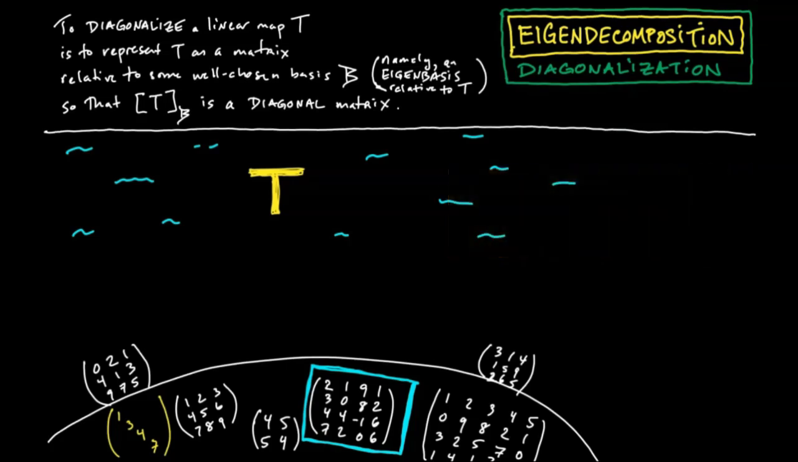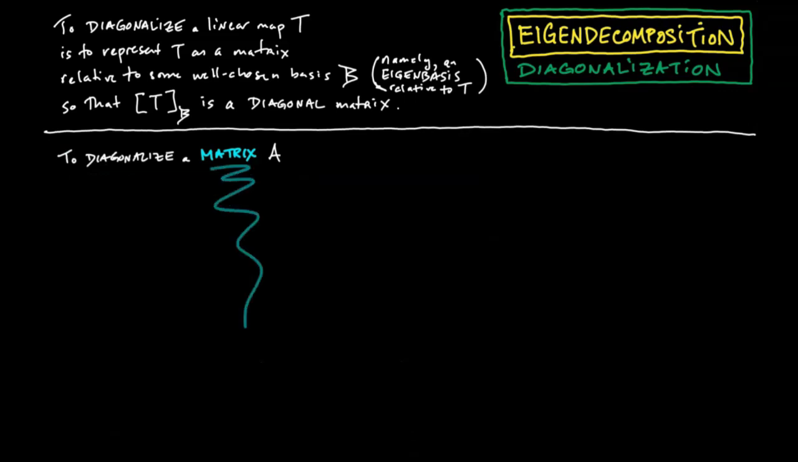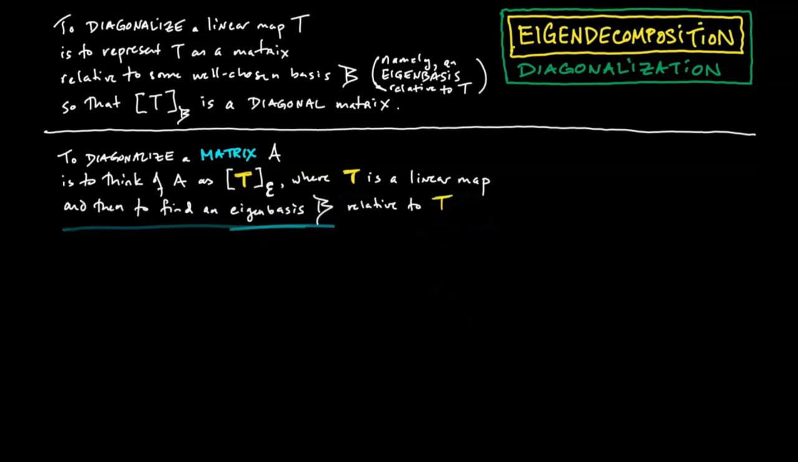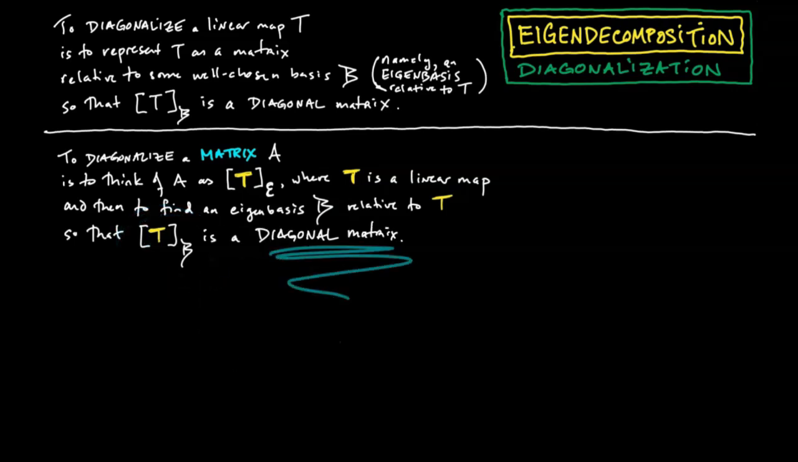And then we will say, if we can do it, that we have successfully diagonalized this matrix, as opposed to diagonalized this map. It's ultimately the same thing, but there's one extra little mental maneuver. So let's jot down a few notes on this process. To diagonalize a given matrix A is to think of that matrix A as the standard representation of T, where T is a linear map, and then to find an eigenbasis B relative to that map so that T's representation relative to the eigenbasis is a diagonal matrix.